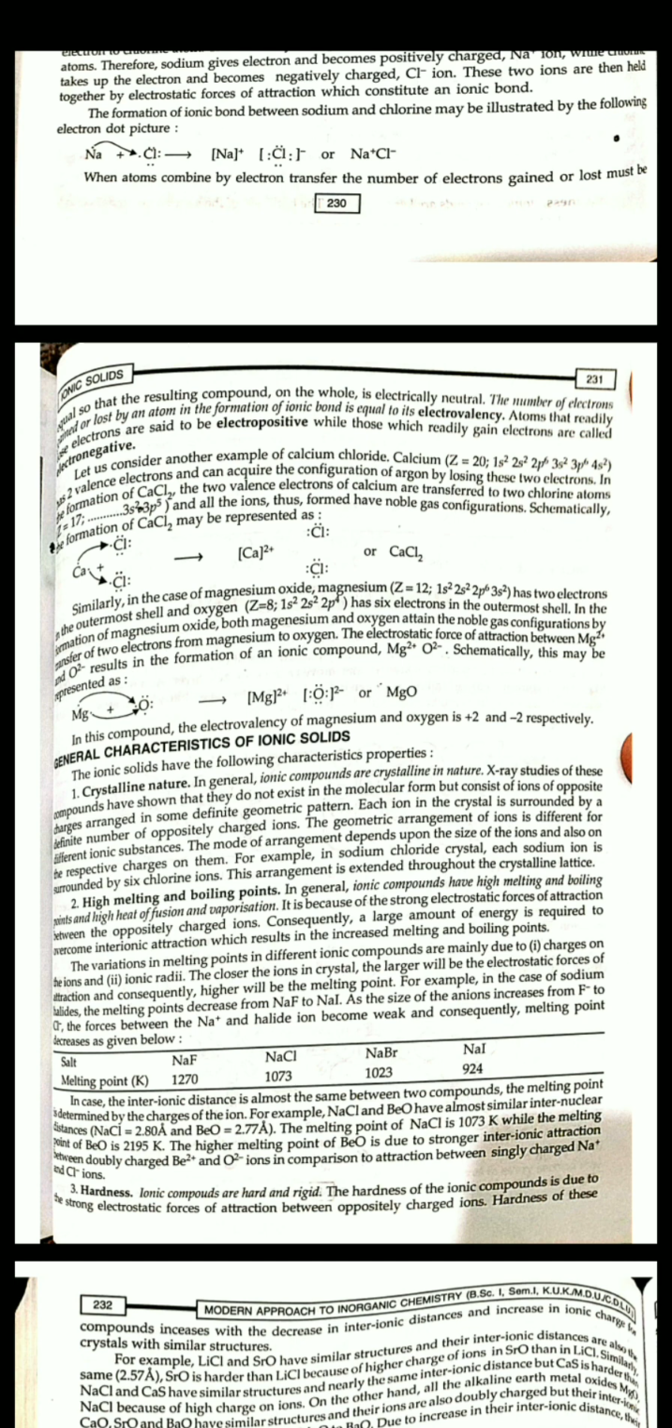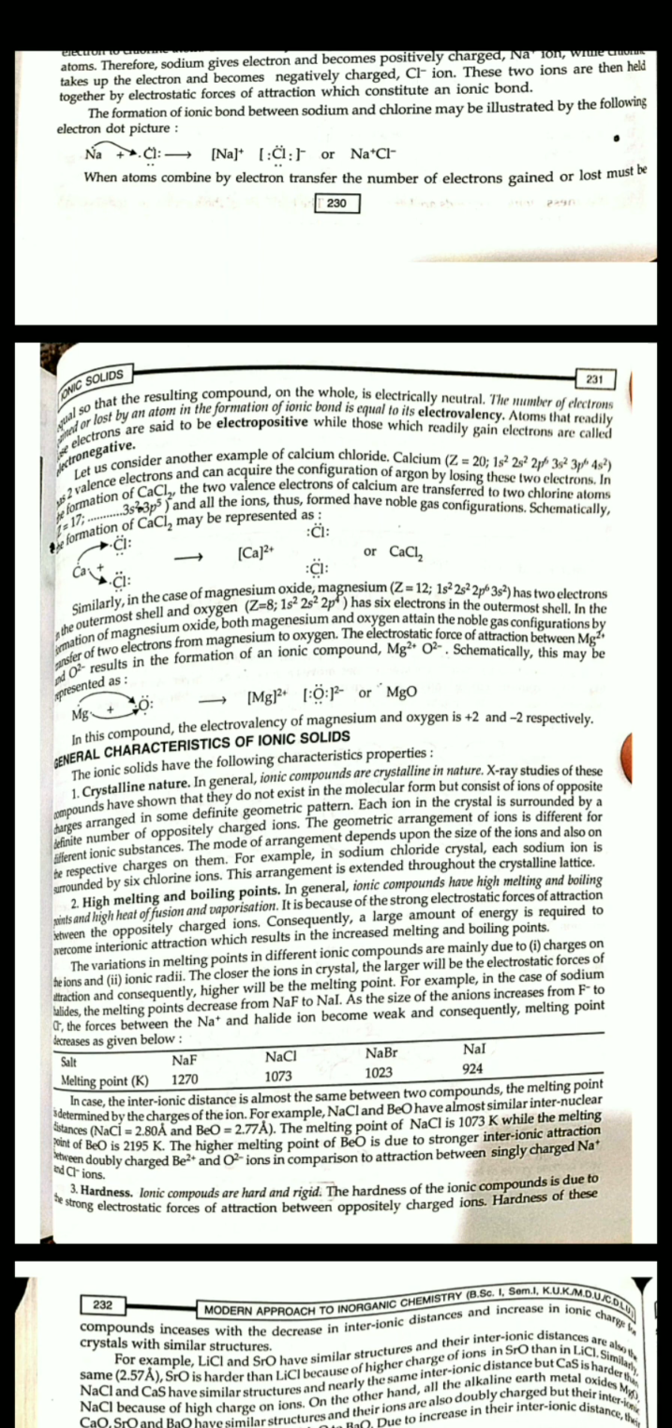Now the general characteristics of ionic solids. The ionic solids have the following characteristic properties. First, crystalline nature. In general, ionic compounds are crystalline in nature. X-ray studies of these compounds have shown that they do not exist in the molecular form but consist of ions of opposite charges arranged in some definite geometric pattern.